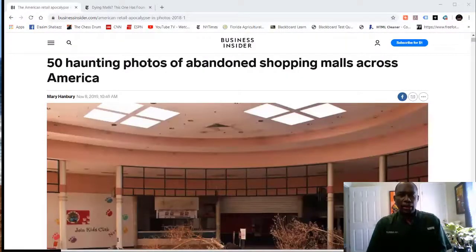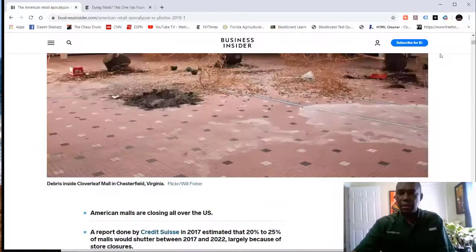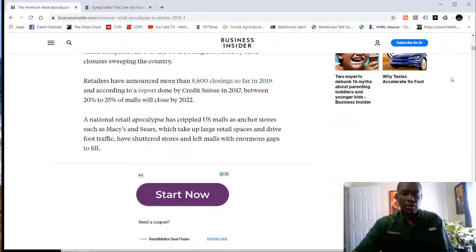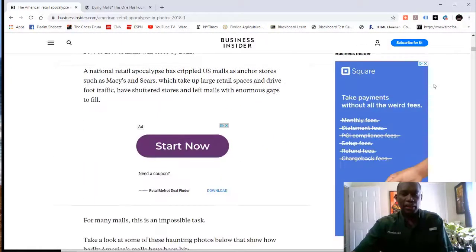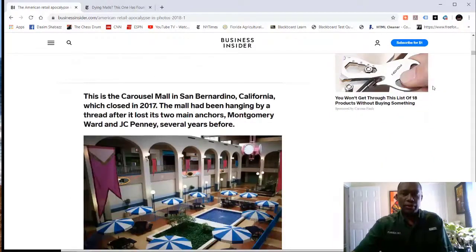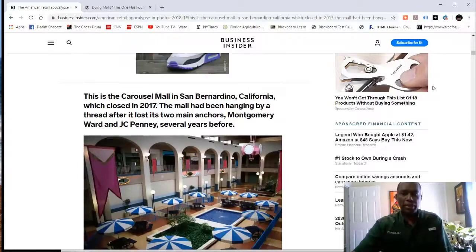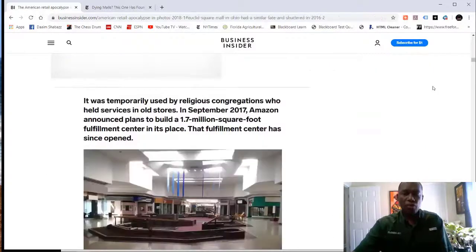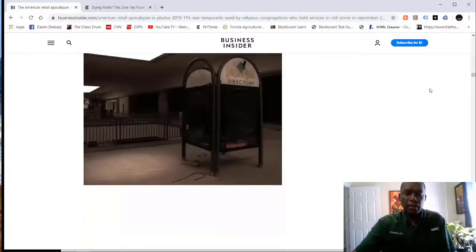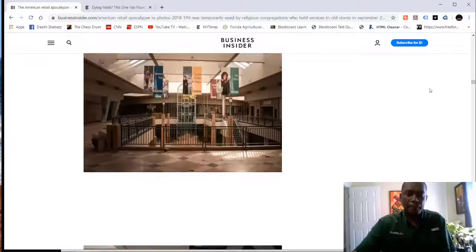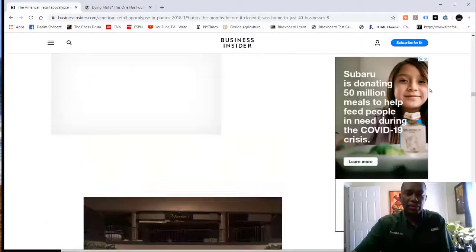Here's an article that I found that has a collection of photos of abandoned malls around the U.S. And it's actually very spooky, and it's just a collection of photos. It doesn't have much. There are some captions, but there's nothing in terms of commentary. They do give the number of malls closing, 8,600 closing so far in 2019. But just to look at some of these malls is very disturbing, because these are places that we remember gathering and hanging out with friends, buying things, and these places were packed. But you look at some of these places and it's literally a ghost town. And again, very sad, what has happened in many cases.